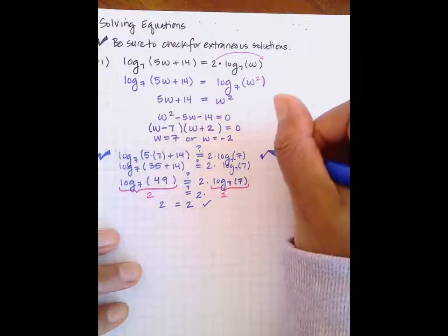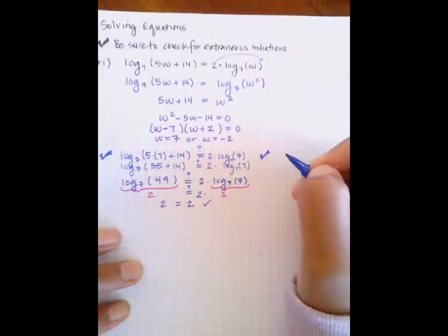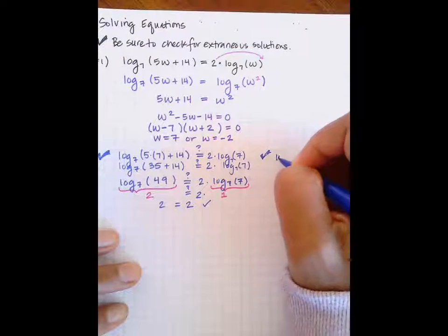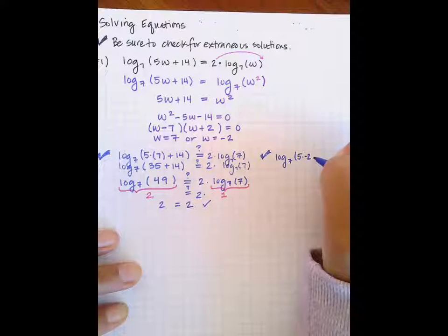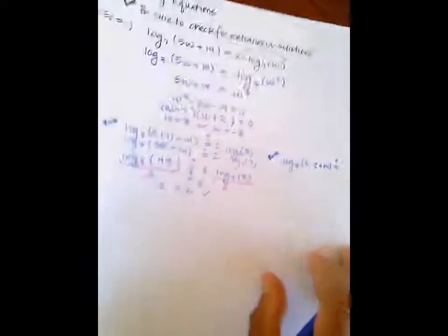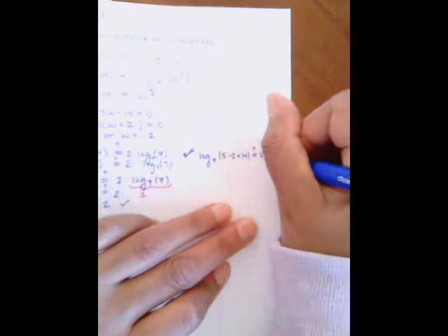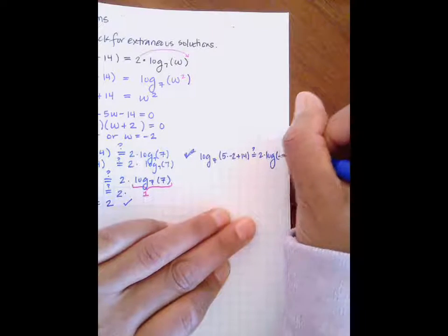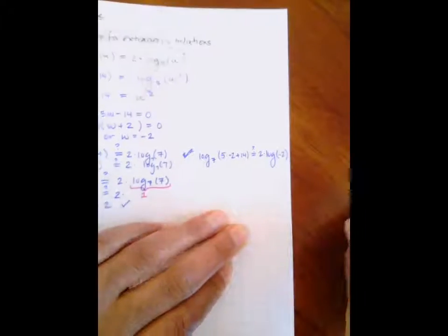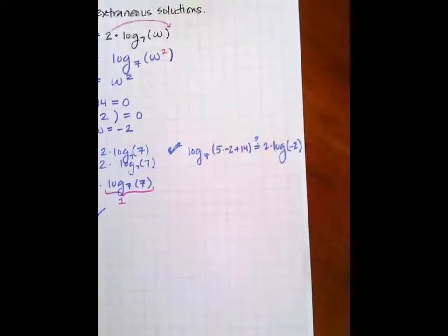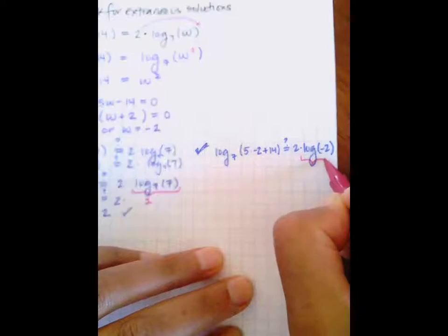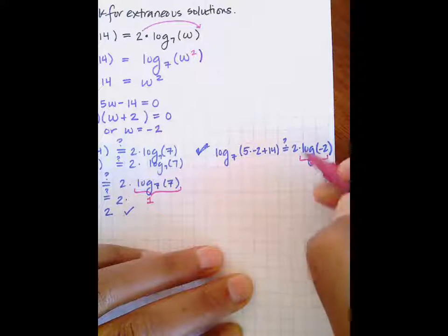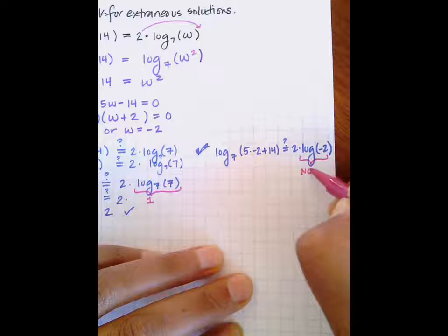Let's check the value of negative 2. We've got log base 7 of 5 times negative 2 plus 14. Does that really equal 2 times log base 7 of negative 2? Right away, I see that I have a violation of the domain of a logarithm. So right here, this is an error. This is no solution. There is no solution here.